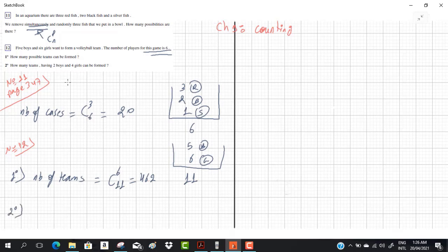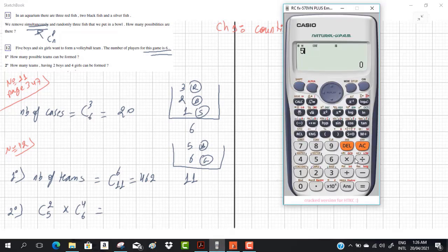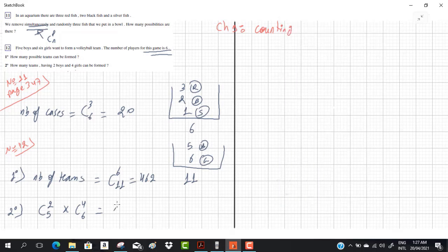Part 2. In how many ways can we form teams having 2 boys and 4 girls? 2 boys, we are selecting 2 players out of the boys, out of 5, and we said before that "and" is always a times, and "or" is always a plus. And 4 girls, we are selecting 4 girls out of 6, and we can find the answer using calculator. C2 out of 5 times C4 out of 6, and the answer is 150 teams. And this is it. We finished number 12.